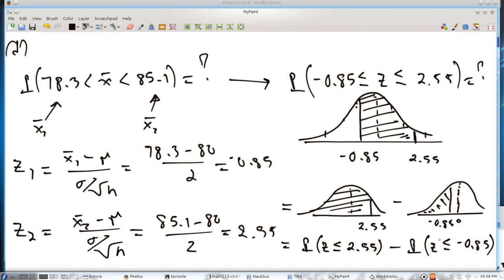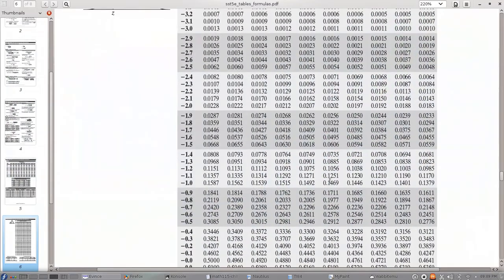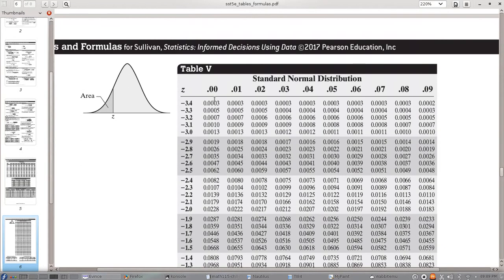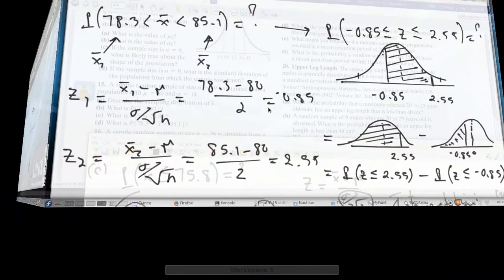Okay, look up the table for 2.55. Let's check the column. The first column is 0, then 0.01, 0.02, all the way to 0.05. So column 0.05 is the 6th column, right? Now I'm going to go down to 2.5. So 2.55 is going to be on the 6th column: 1, 2, 3, 4, 5, 6. The 6th column is right where my arrow is pointing, 0.9946. That is the answer for the first curve.